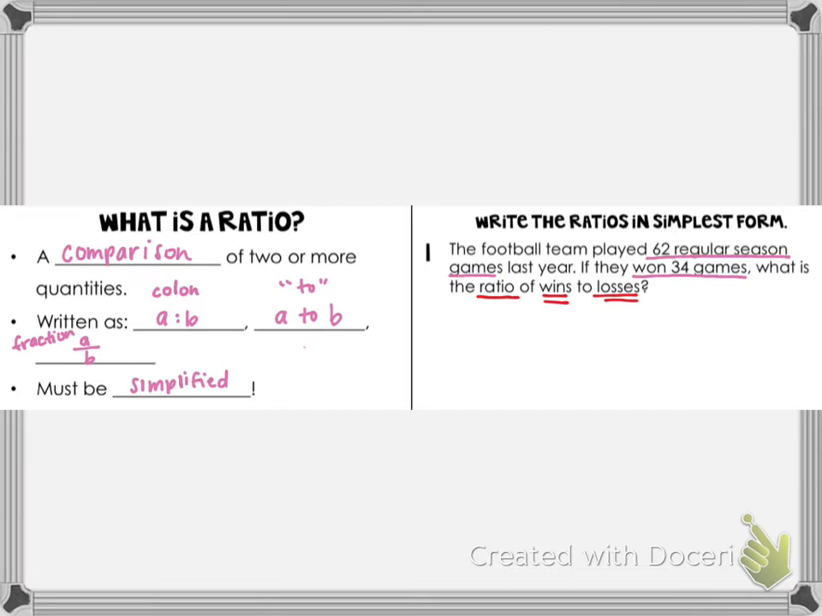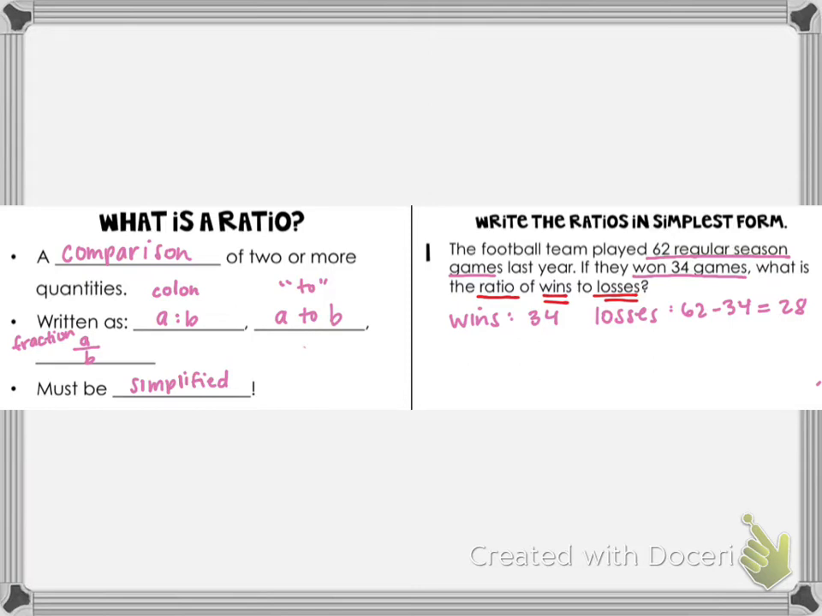So I'm going to put wins right here first, which would be 34. Let's figure out the losses. The losses would be 62 minus 34 because they won 34 games and the rest of them they lost. So 62 minus 34, which is 28. So they have 34 wins and 28 losses. So the ratio would be 34 to 28.